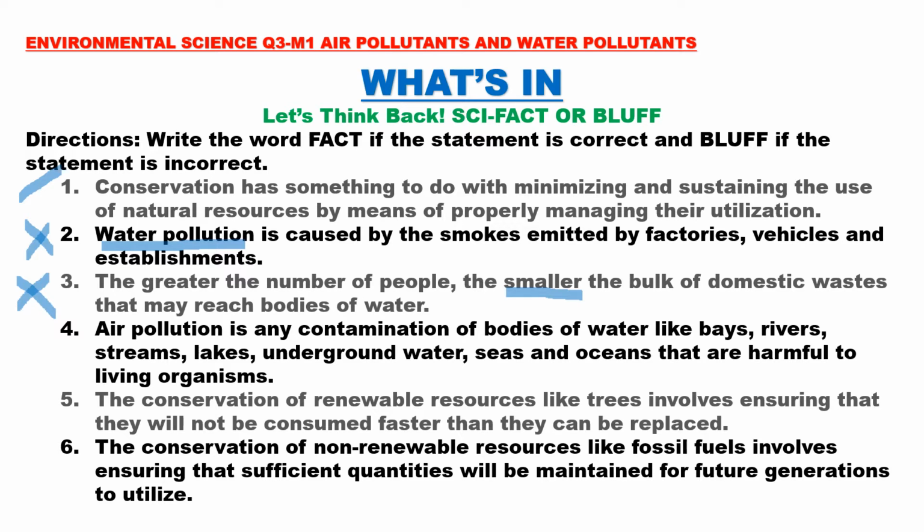Number 4 is also a bluff. The words that made it incorrect is the word air pollution. So this should be water pollution. Number 5 is correct. It's a fact. Conservation of renewable resources involves ensuring that they will not be consumed faster than they can be replaced. And number 6 is also a fact. The conservation of non-renewable resources involves ensuring sufficient quantities will be maintained for future generations to utilize.